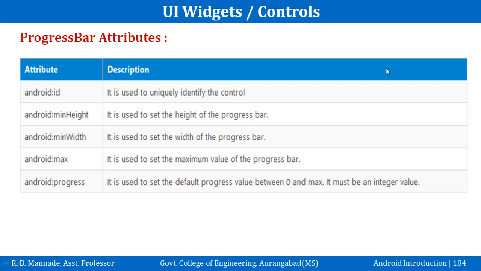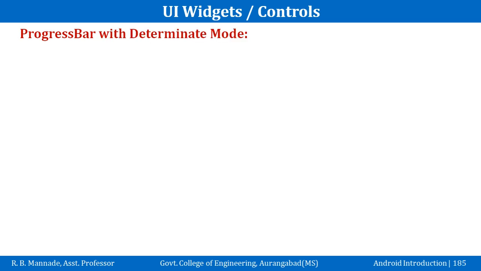So there are various attributes which I have explained here. We can read this table and you may be able to understand the purpose of each attribute, right? So in this table, the important property is progress, and it is used to set a default progress value between 0 and max value. It must be an integer value, right? Then a progress bar with determinate mode. What is meant by determinate mode? We will see that.